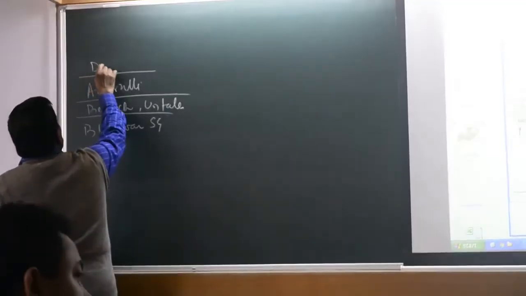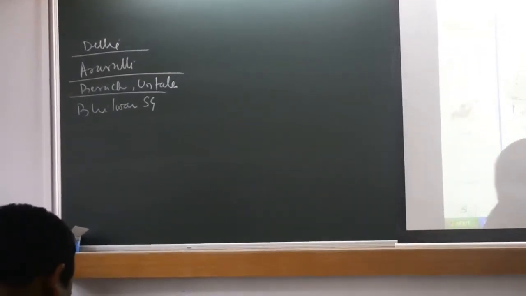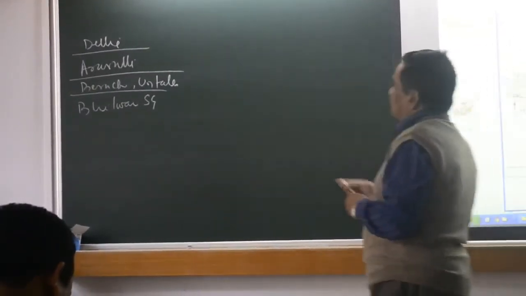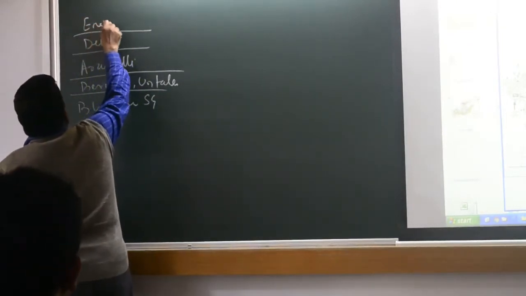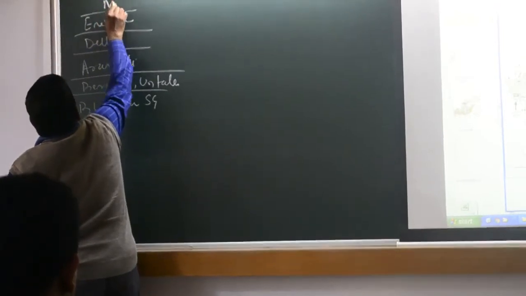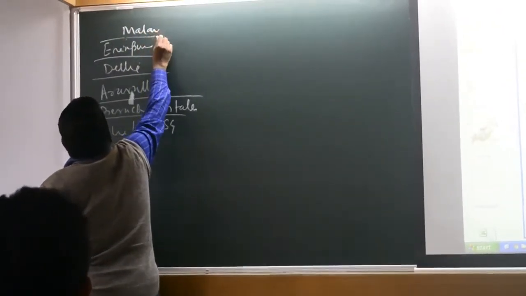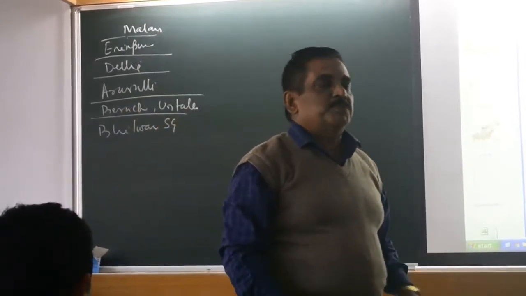Delhi. Then what happened? Haripura and Balani. Then Balani. This is the sequence you should remember. There are many things in detail, but roughly this sequence you should remember.